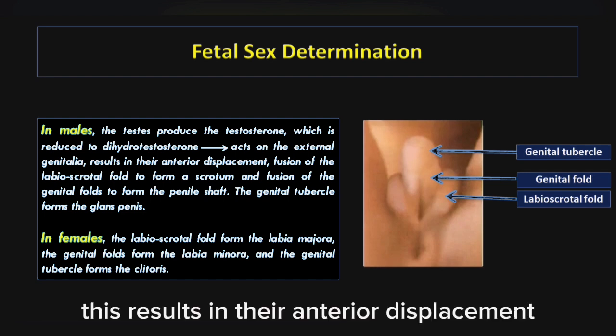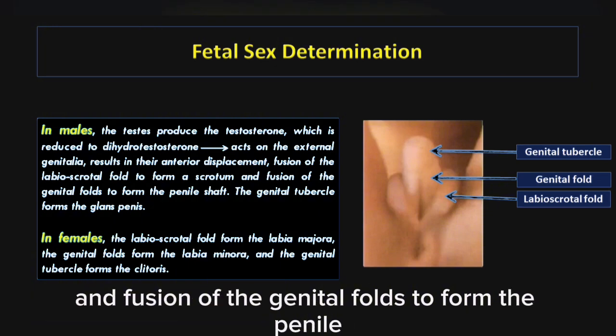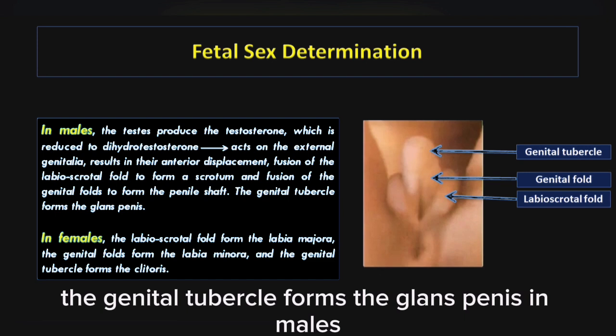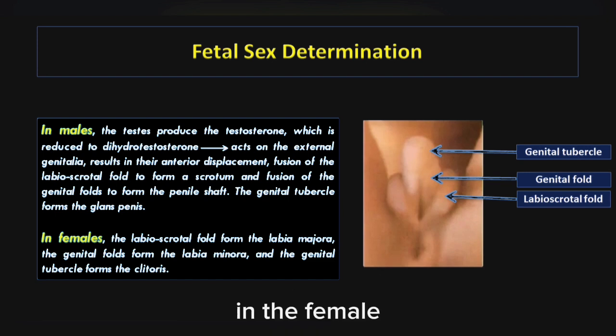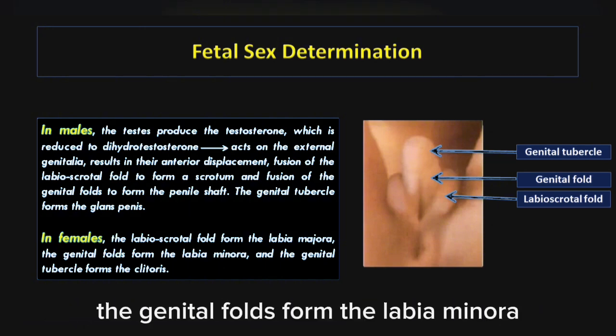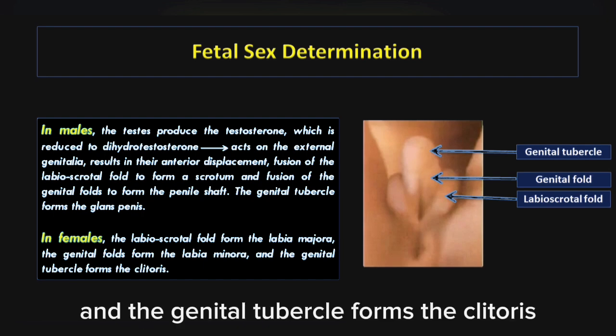This results in their anterior displacement, fusion of the labioscrotal folds to form a scrotum, and fusion of the genital folds to form the penile shaft. The genital tubercle forms the glans penis in males. In the female, the labioscrotal folds form the labia majora. The genital folds form the labia minora. And the genital tubercle forms the clitoris.